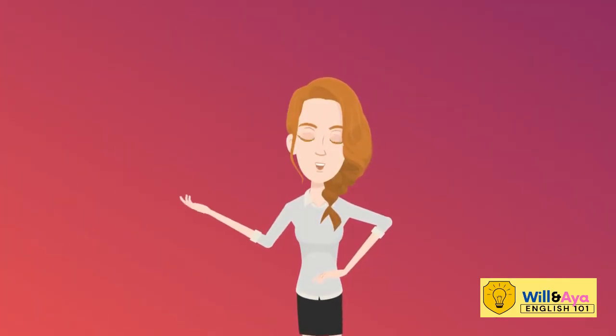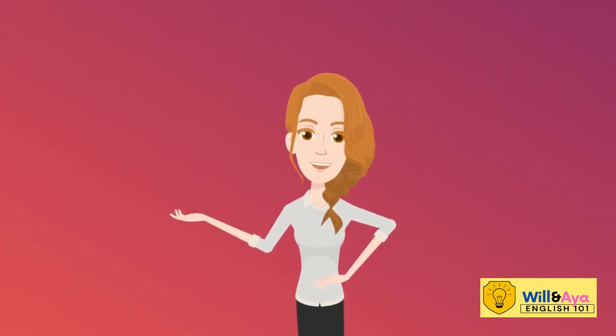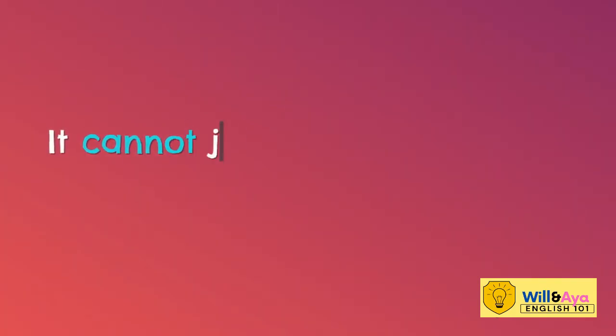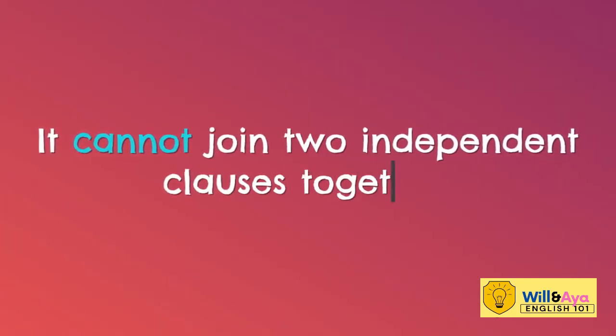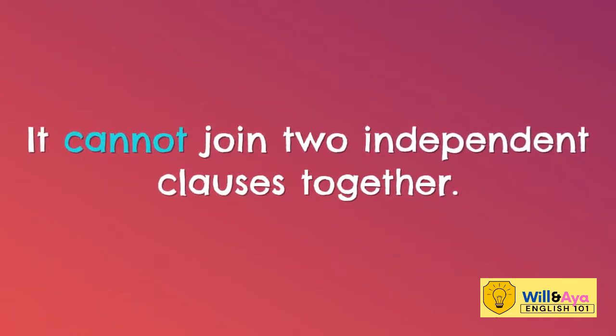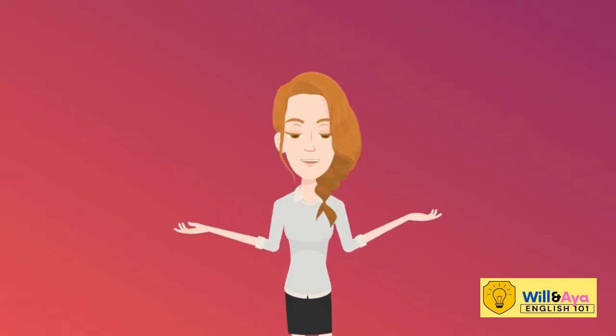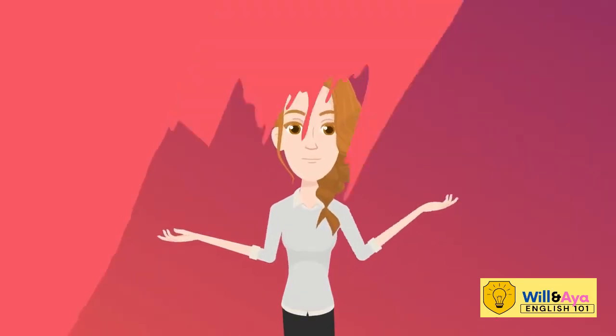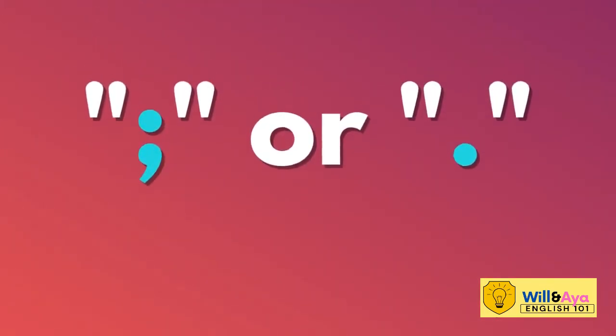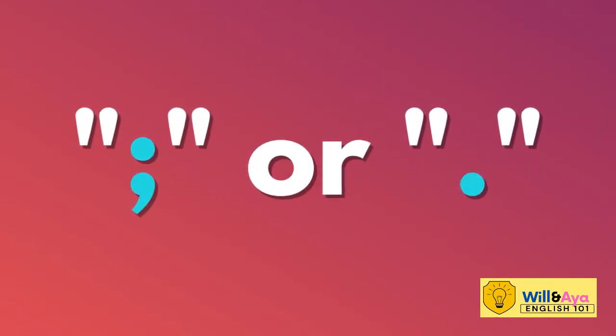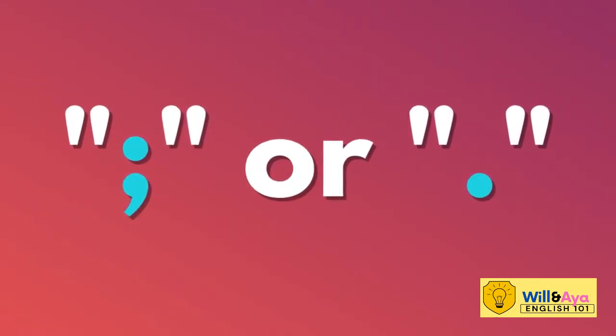Since hence is a conjunctive adverb, it cannot join two independent clauses together. It can only help smooth transition between sentences. Therefore, it can be used preceded by a semicolon or period.